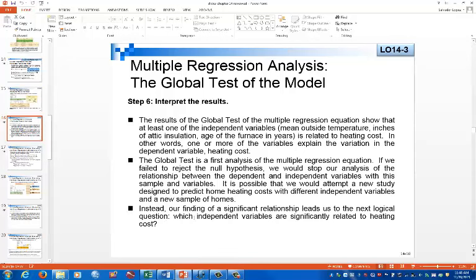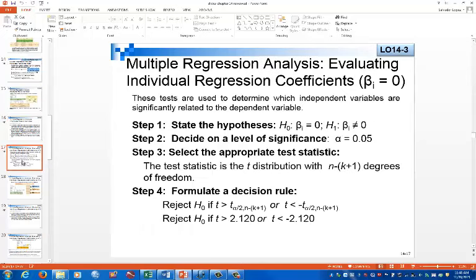Instead, our finding of a significant relationship leads us to the next logical question: which independent variables are significantly related to heating cost? We just found out that at least one is not equal to 0. So which one is it? Or which ones are? These tests are done on the individual regression coefficients.